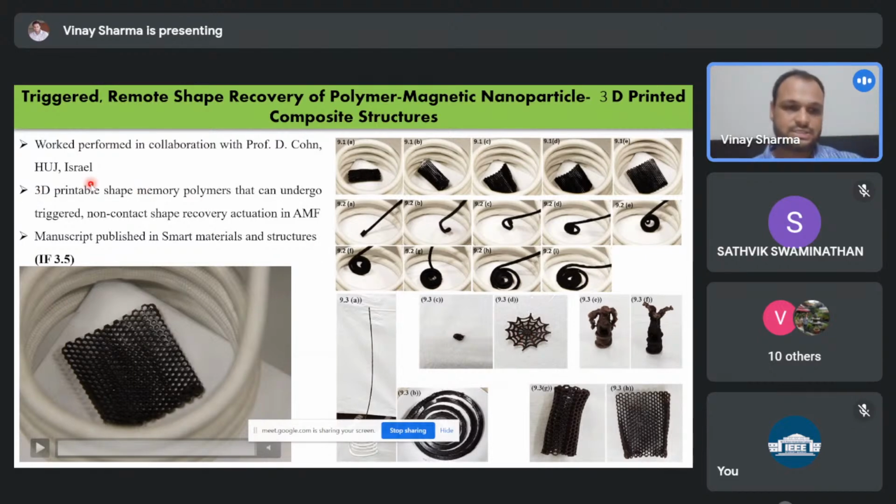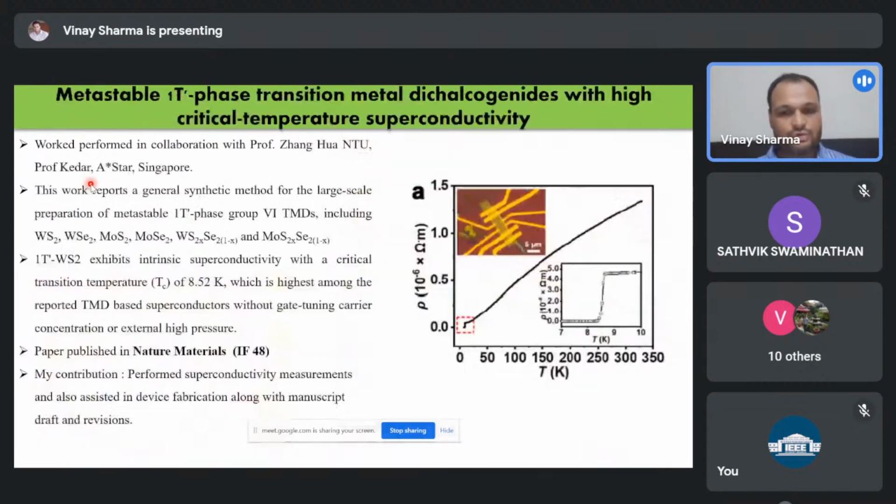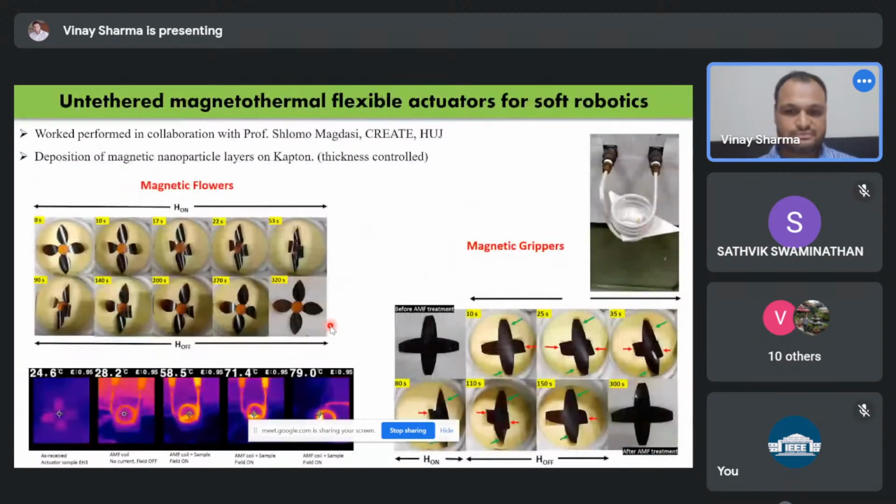Any questions? If not, let's move ahead. This is also one piece of work on the superconductivity side. I won't go through it because there is a lot of physics here, but this paper was recently published in Nature Materials, which is one of the highest impact factor journals in the world. We did some superconductivity measurements on this. And there is also one piece of work which is ongoing right now. We have submitted it to a very good journal, Advanced Materials.